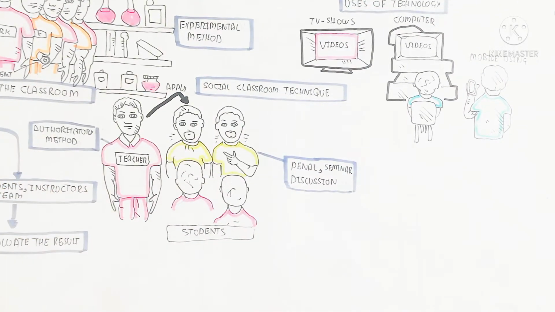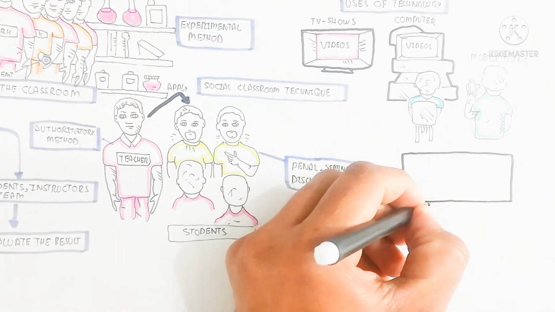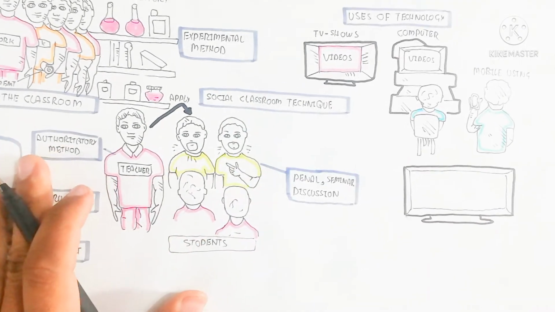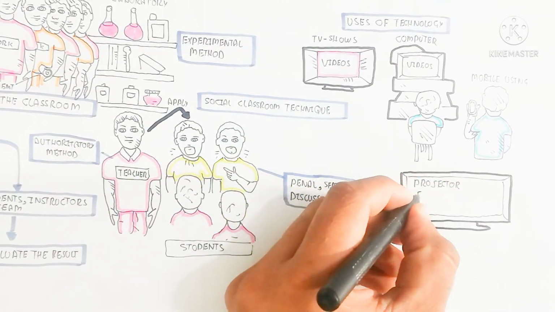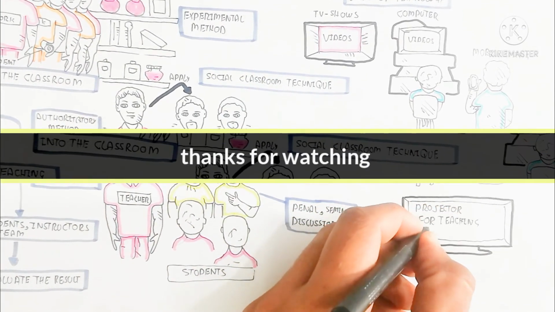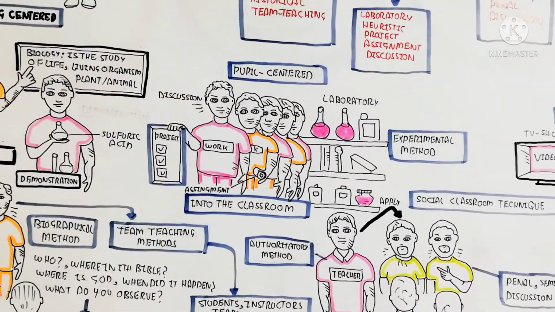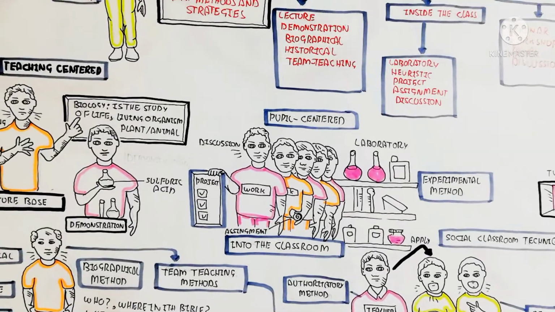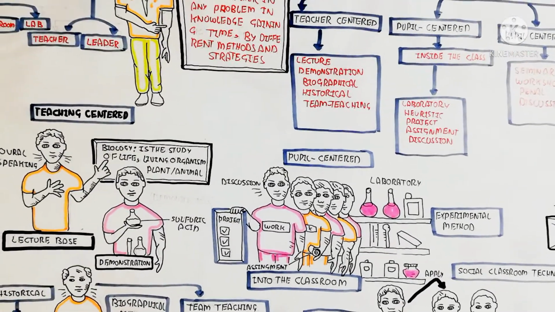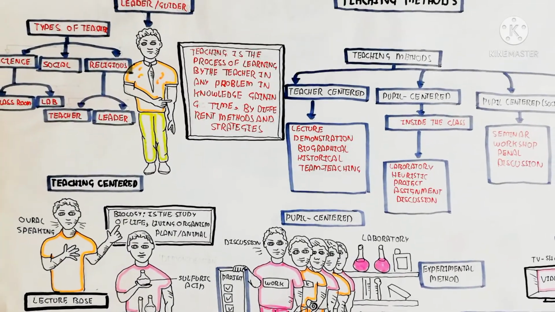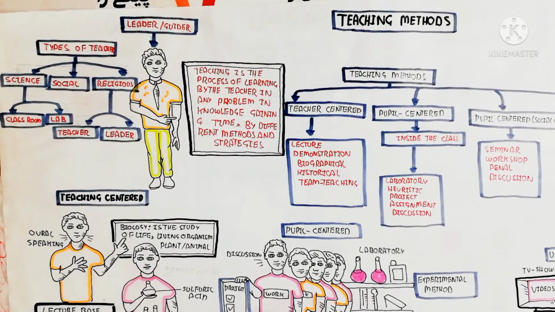For example, animation of a cell, and the mobile can be used through WhatsApp for interacting and getting knowledge, and a project for teaching in the classroom is also important. So this is all about the teaching method. There are a lot of methods, but here I have drawn just some methods for understanding. So this was the video about that.